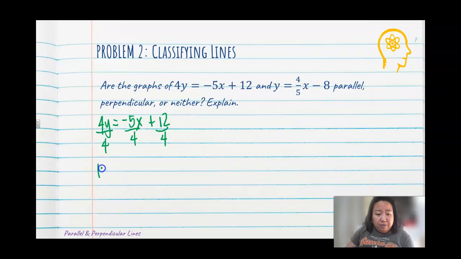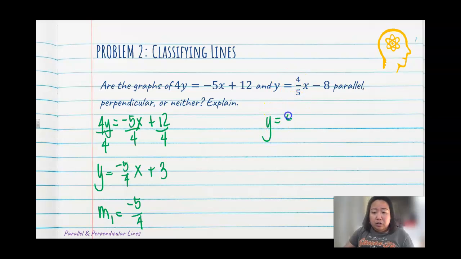So in slope-intercept form, y is equal to mx plus b. In our case, our mx is -5/4x plus 12 divided by 4, which is 3. Okay? So what is the slope of this line? The slope of this line is -5/4. Okay?